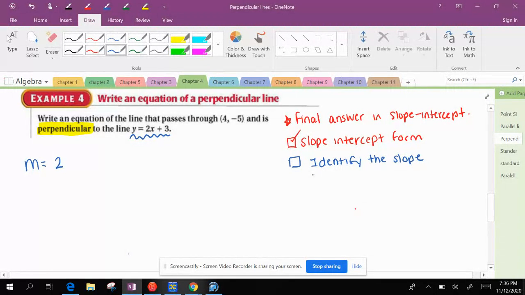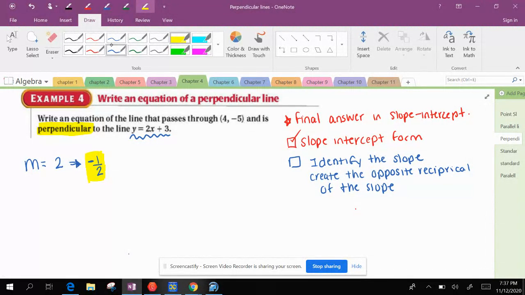After I identify the slope, I now need to create the opposite reciprocal of the slope. So if my slope in the equation is 2, what is the opposite reciprocal going to be? I flip the 2 to be 1 over 2. It's positive, so I add a negative. This is the slope that is perpendicular to the given equation. That step is now complete.